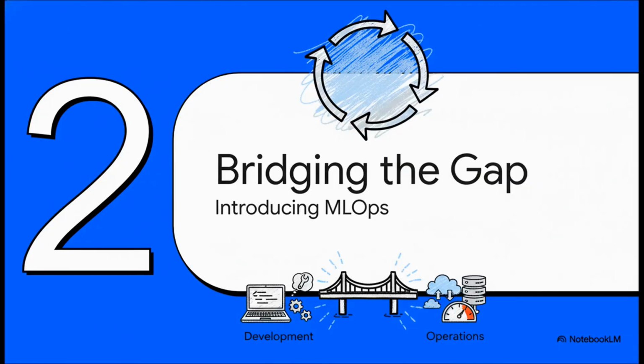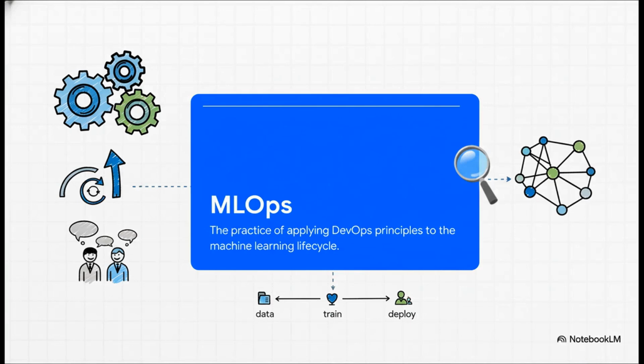Okay, so if the process is broken, how do we fix it? Well, that is the exact question MLOps was designed to answer. It's all about building a bridge over that chaotic gap between development and real-world operations. At its heart, MLOps is a really powerful but pretty simple idea. It takes all the amazing principles that transform software development, I'm talking about automation, collaboration, and continuous improvement, and applies them directly to the unique world of machine learning.